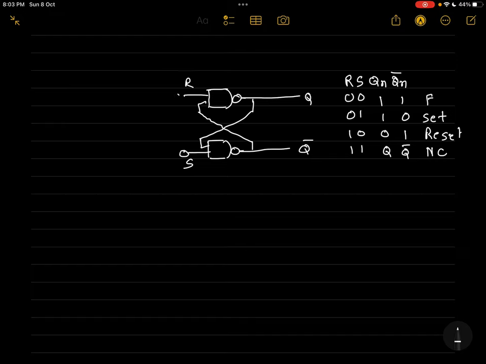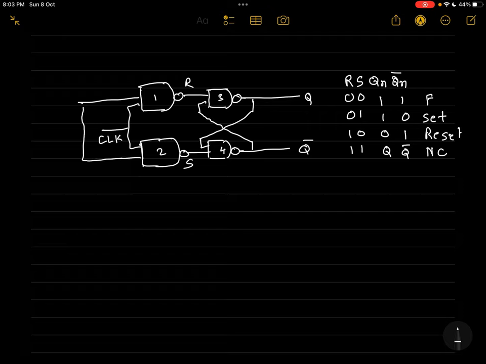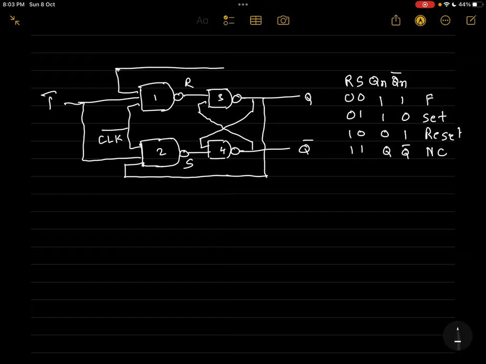Now further we will simplify this. We will draw two more NAND gates in order to construct the T flip-flop. So the T flip-flop has four NAND gates, 1, 2, 3 and 4. Then we take a common input and call it CLK, which is the clock input. Then we take one more common input and call it T, and there is going to be a third input also, which will get connected to Q as well as to Q bar.